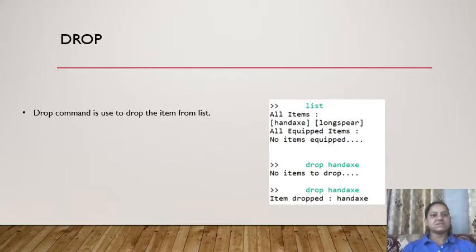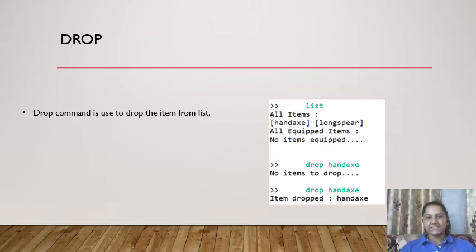The next command is the drop command. The drop command is used to drop an item from the list. As you can see the list, where we gave the list command first to show all the items in the list, and after that we have used drop handx. When we gave the drop handx command, there was no item to drop. Then after that we entered drop handx again, and the item dropped, which is handx. So we can see we dropped one item, which is handx.